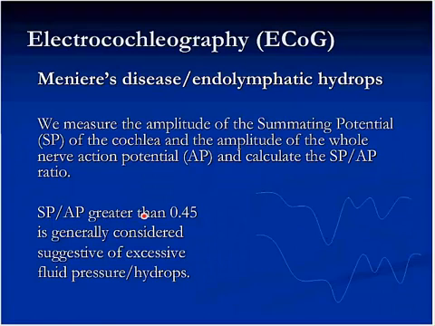And a ratio greater than 0.45 or 0.50, depending on who you read, is generally considered suggestive of excessive fluid pressure, endolymphatic hydrops. So this is what a normal ECOG would look like, a normal ratio. This would be an abnormal ratio. You can see how much larger that summating potential is in this case as opposed to the normal.